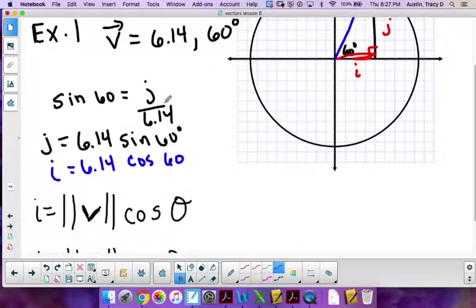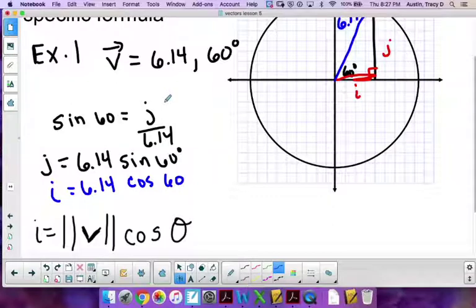So if you have your calculator handy, let's go ahead and actually solve this, just so we can see what our coordinates would be in this case. And again, remember please that your calculator does need to be in degree mode. So 6.14 times the sine of 60 degrees is going to be 5.32 rounded correctly. So that's 5.32 j. And then this one is going to be 6.14 times the cosine of 60 degrees, and that one's going to equal 3.07 i.